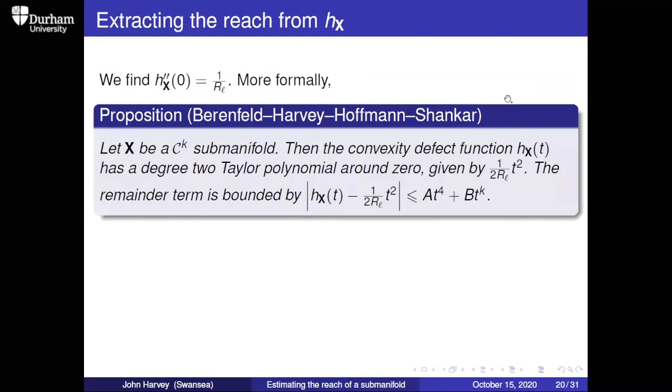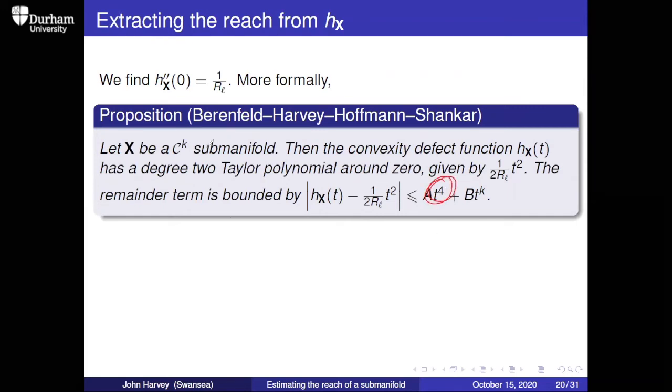Here is the full statement of the theorem, that there is a degree 2 polynomial that approximates the convexity defect function. So it doesn't really have a second derivative. It has what's called a pointwise second derivative at 0. So I can say that near 0, the convexity defect function looks like a quadratic. 1 over RL is the second derivative of that quadratic. And the error term is, in fact, this is very important, degree 4.